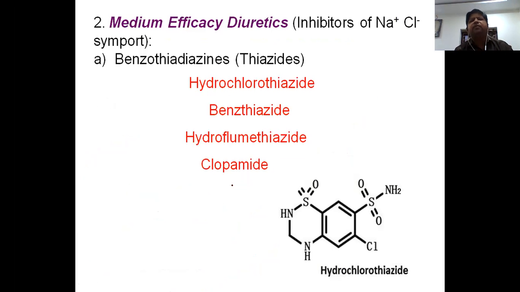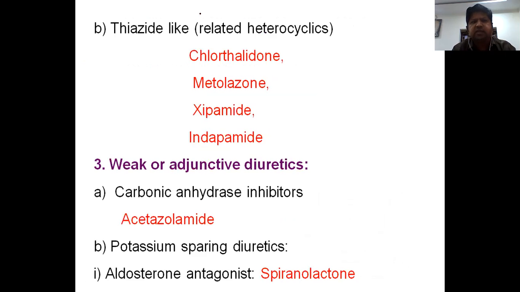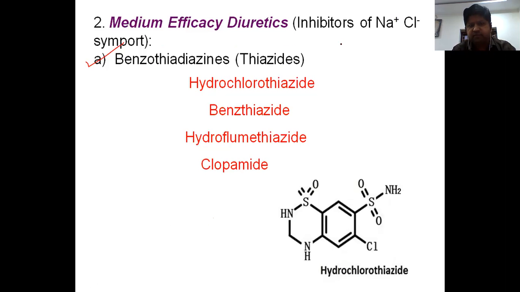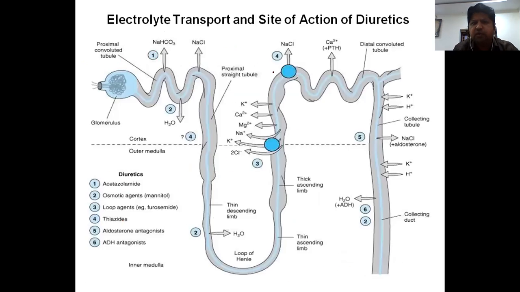Next come medium efficacy diuretics, which act moderately and increase the urinary output in a moderate manner. They are further classified as benzothiadiazines and thiazide-like diuretics. Got it? These medium efficacy diuretics also block a particular transport system, especially at the distal tubule. Let me show you a structure here.